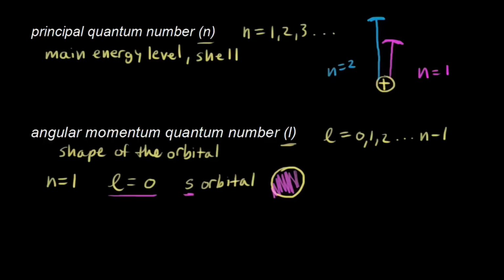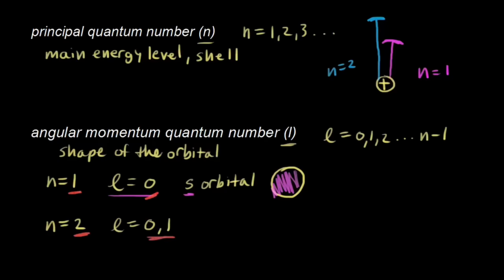Let's do the next shell. So n is equal to 2. If n is equal to 2, what are the allowed values for l? l goes 0, 1, and so on, all the way up to n minus 1. So l is equal to 0, and then n minus 1 would be equal to 1. So we have two possible values for l: l could be equal to 0, and l could be equal to 1. Notice that the number of allowed values for l is equal to n. If n is equal to 1, we have one allowed value. If n is equal to 2, we have two allowed values.